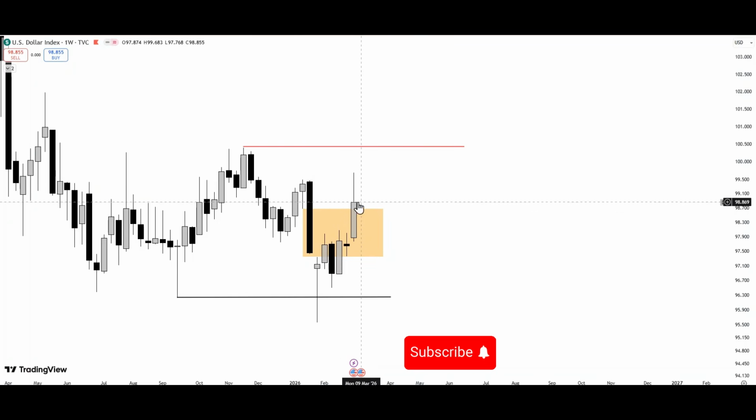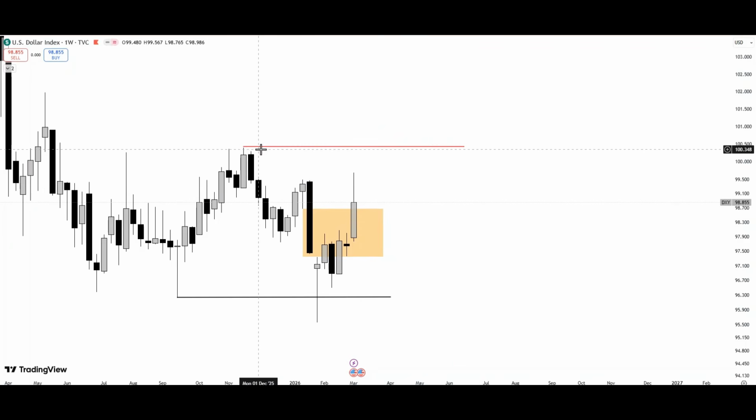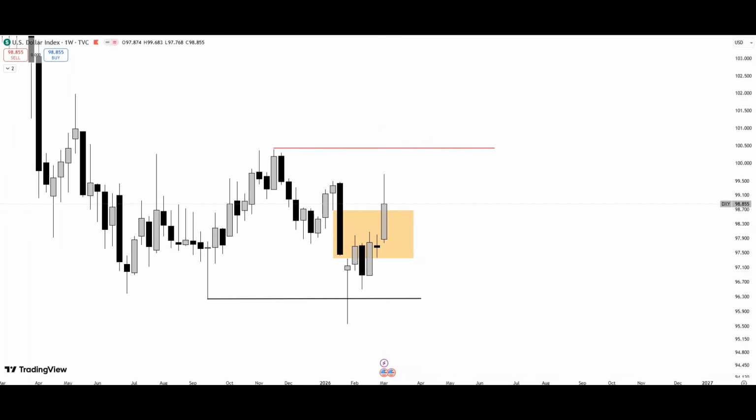So now, if you're going to see bullish dollar, I'm looking at this high as the next draw of liquidity. And finally, as I'm seeing a situation where dollar is likely to get to this high here and also this high here.